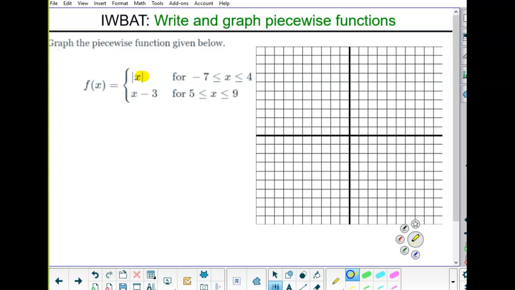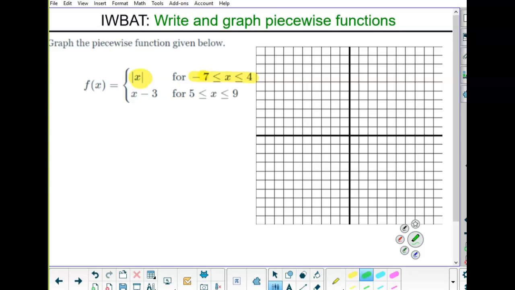So as you're setting this up, we have two pieces, right? So we know I'm going to have two different types of graphs. Now, sometimes they can be connected, sometimes they're separate. We don't know until we finish graphing them. But the yellow piece is an absolute value function. What shape does an absolute value function make?